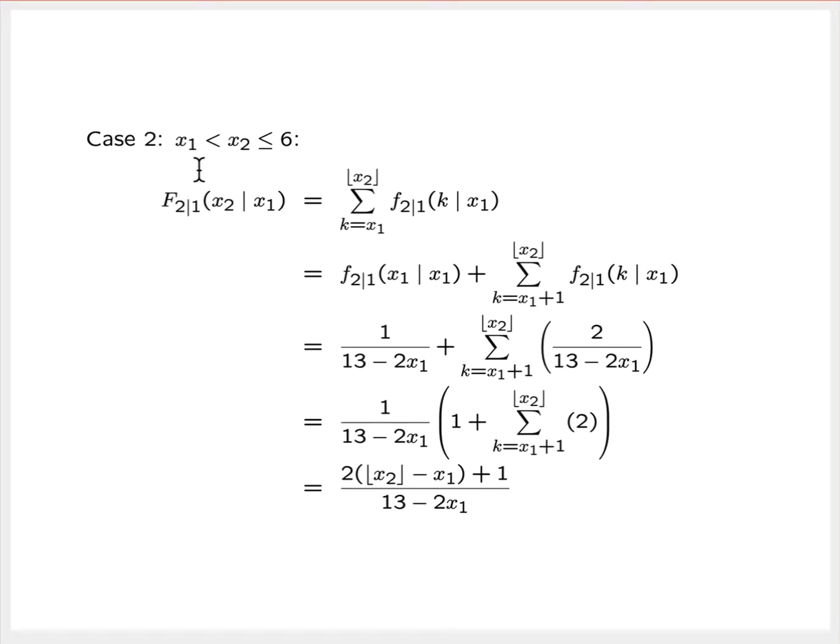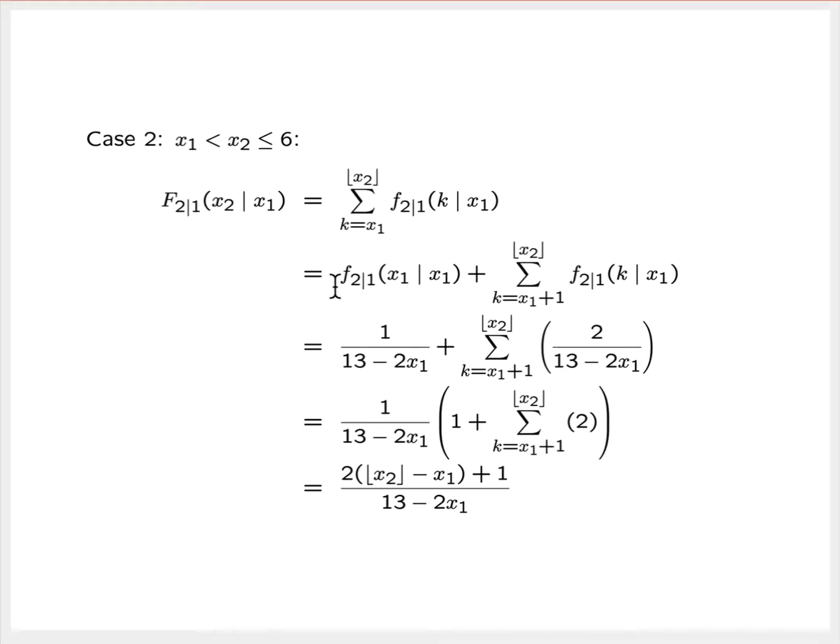When x2 is greater than x1 and less than or equal to 6, then the conditional CDF of x2 given x1 evaluated at x2 is equal to the sum, k going from x1 up to the greatest integer less than or equal to x2, of the conditional PMF of x2 given x1 evaluated at this index of summation k. Now we can decompose this sum into 2 pieces. The part where k is equal to x1, the first value that k takes on, and then the rest where k is strictly greater than x1.